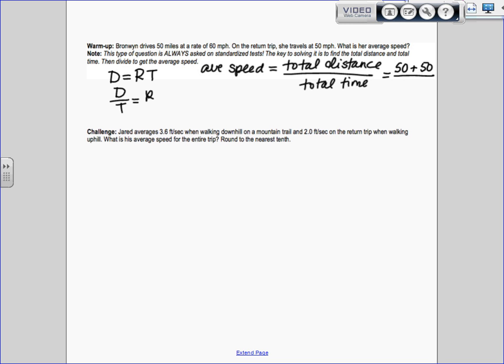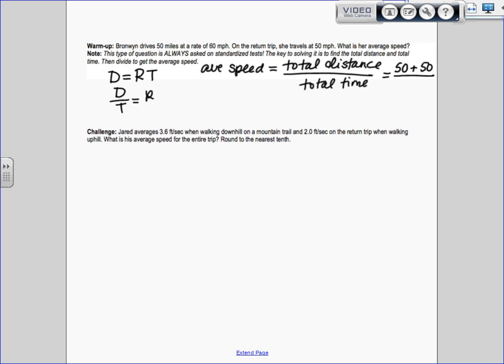Okay, on the way home, she went 50 miles per hour. She covered a distance of 50 miles. So if she's going at a rate of 50 miles each hour, and she went a total of 50 miles, how many hours did it take? It took 60 minutes. It took an hour, exactly, right?